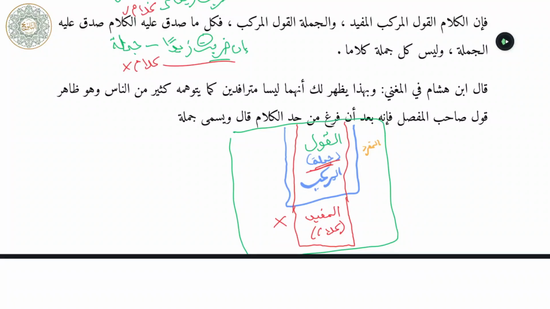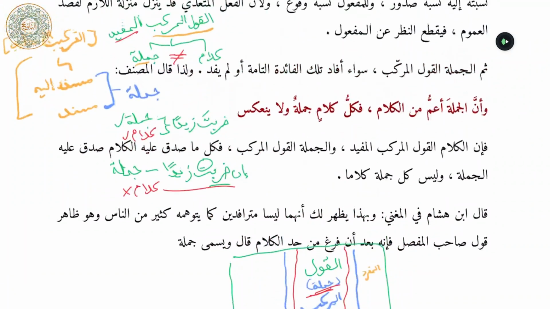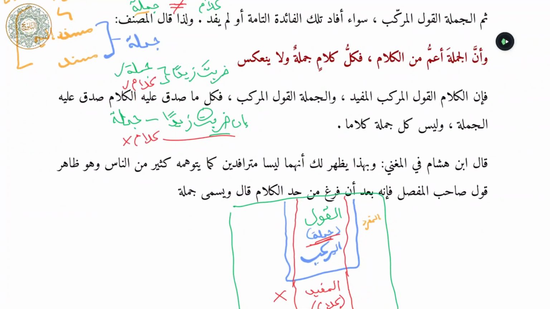When will you have a jumla but not kalam? If you have isnad of A to B, you have a jumla. But you might not have kalam if it doesn't give a complete beneficial meaning. This is what he says. وَأَنَّ الْجُمْلَةَ أَعَمُّ مِنَ الْكَلَامِ. Every time you have kalam, what is al-kalam? Al-qawl al-murakkab al-mufid. You have two conditions. There has to be tarkib, and it has to give a full benefit.